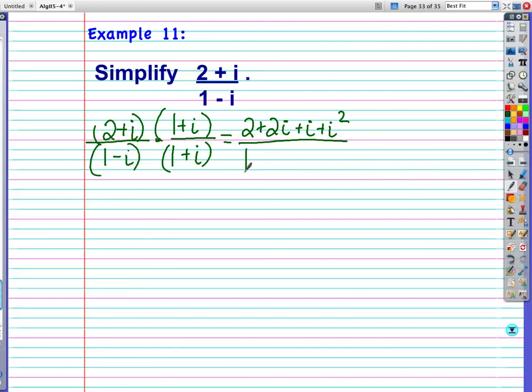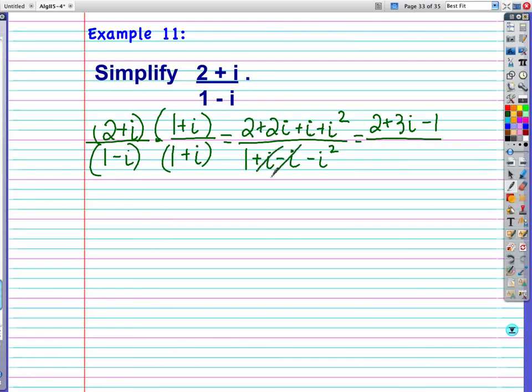1 times 1 is 1. The outside is 1 times i. The inside is negative i. The last terms are negative i squared. Ooh, check it all out. There's lots of stuff to simplify here. I got 2 plus 2i plus i. So I got 2 plus 3i. Oh, i squared is negative 1.